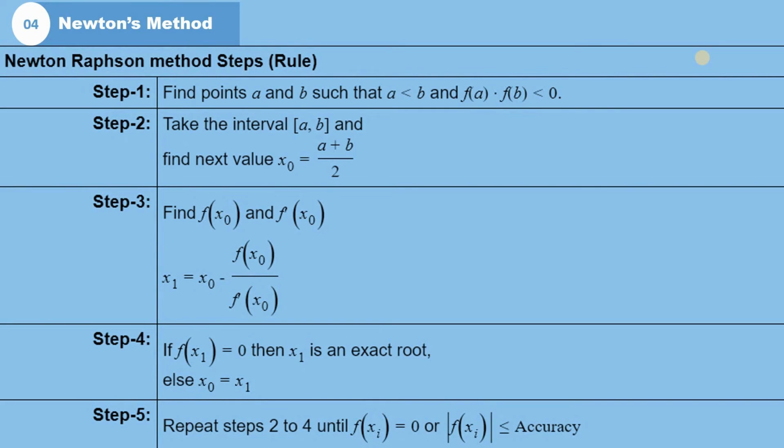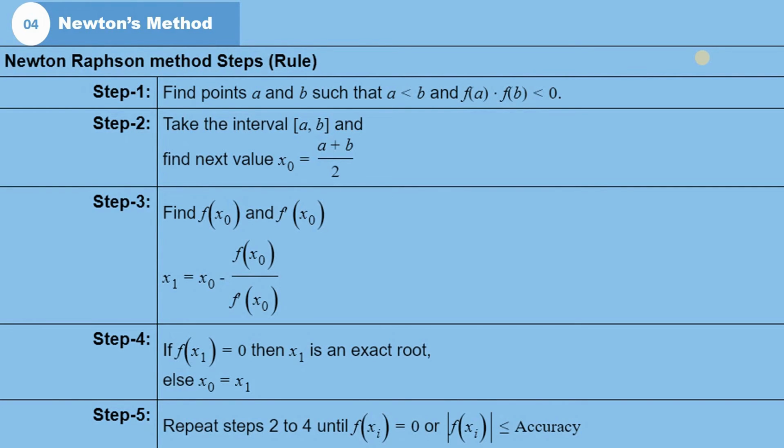So these are the steps or algorithm to solve the problem using Newton-Raphson. Step 1, we need to find points a and b such that a is less than b and the product of f of a and f of b should be less than 0. Then take the interval from a to b and find the next value, that is x0, that is a plus b by 2. So we are taking the average of the values selected. Then find f of x naught and f dash of x naught, and we consider it as the first iteration.